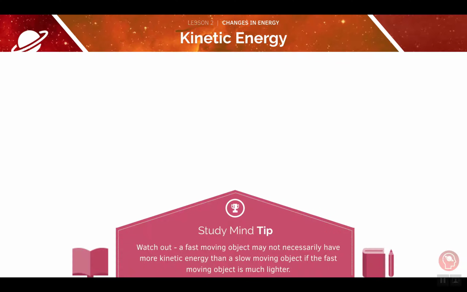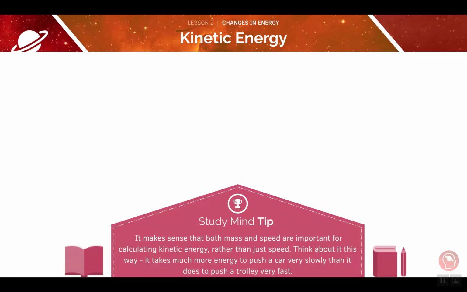It's vital that you remember it's not just the speed that affects an object's kinetic energy, it's the mass of the object as well. This means that a fast-moving object may not necessarily have more kinetic energy than a slow-moving object, especially if the fast-moving object is much lighter. This makes sense if we consider this example. It takes lots more energy for a person to push a car very slowly than to push a light shopping trolley very fast.